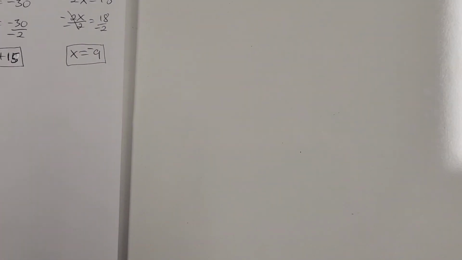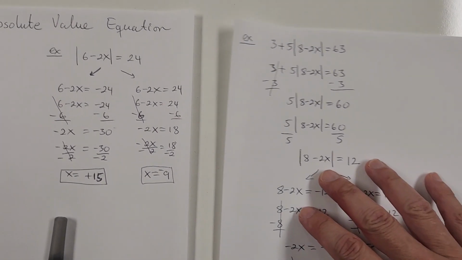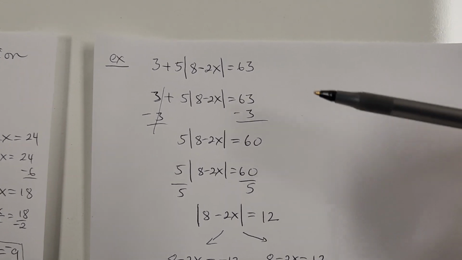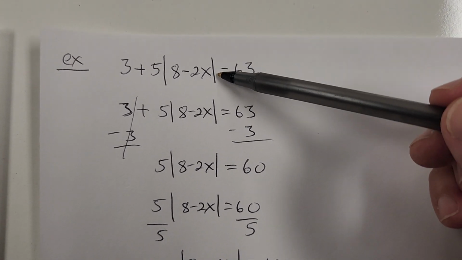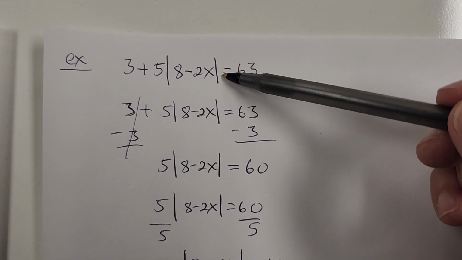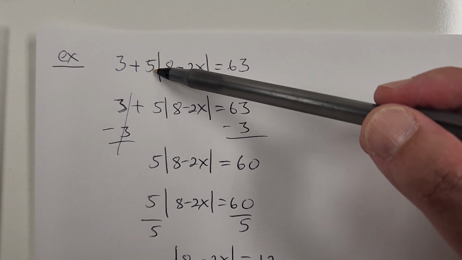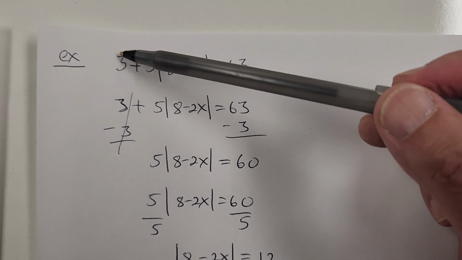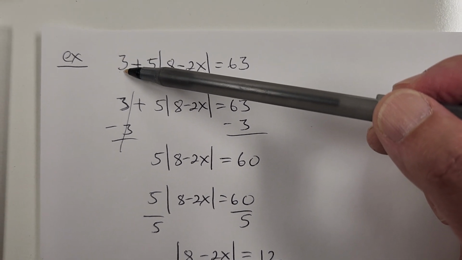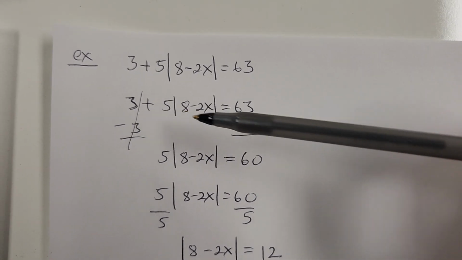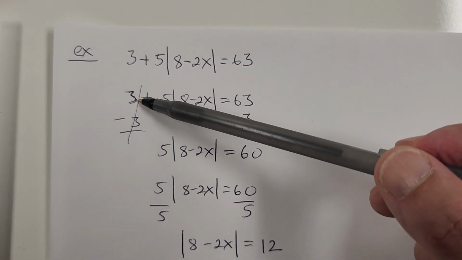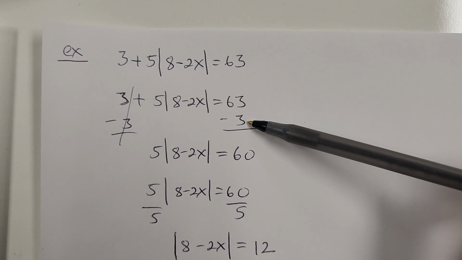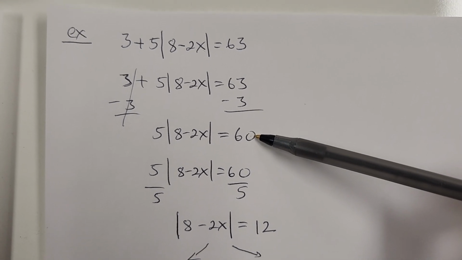Okay, so that's the first 3 examples. Next example, this is what I talked about earlier. Again, there's nothing here, but there is something in the front. However, you also have an extra number in the front as well. So subtract the 3 over first. Take this 3, this is positive, subtract the 3 over first, and that gives me positive 60.